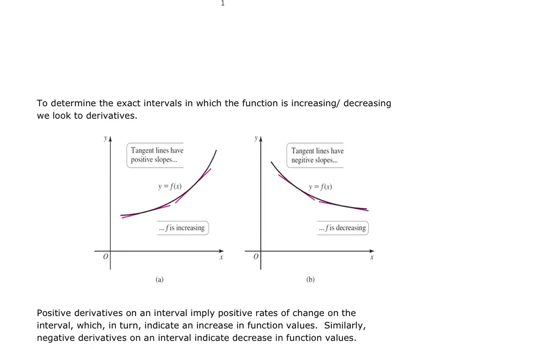To determine the exact intervals in which we are increasing and decreasing, we can look at derivatives. We know that a positive derivative means that the slope of the tangents in that interval is positive, which means the graph must be increasing. The f of x graph, not the derivative graph. We've talked about that, and we'll talk more about the derivative graph. The same thing, when the slopes of the tangent lines are negative, we know that those tangent lines are decreasing from left to right, which means the original function must be decreasing from left to right.